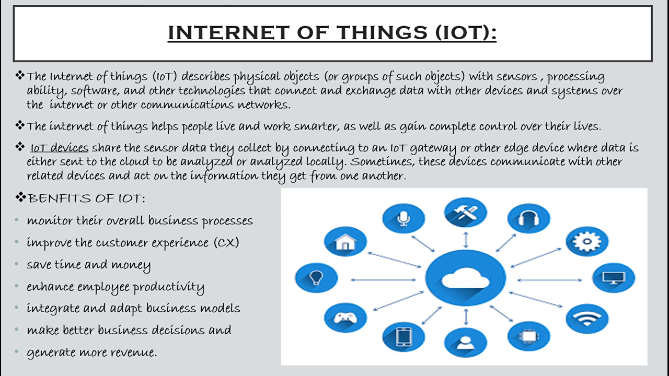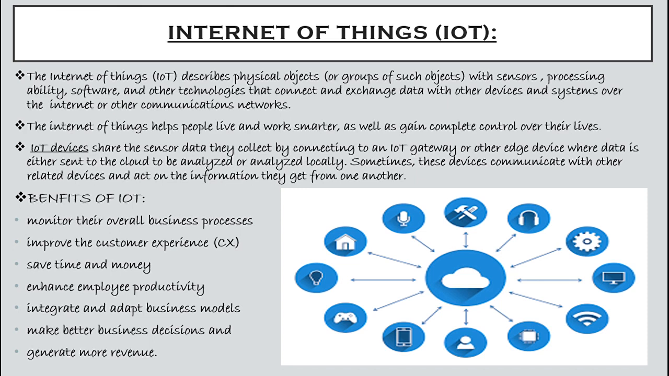The Internet of Things helps make people's lives smarter, but it gains all the control over their lives. The IoT device shares sensor data to the collector through an IoT gateway, where the data is sent to the cloud, where it gets analyzed, and the devices communicate with other related devices and act on the information they get from them. The benefits of IoT are to monitor the overall business process, improve the customer experience, save time and money, enhance employee productivity, integrate and adapt business models, make better business decisions, and generate more revenue.